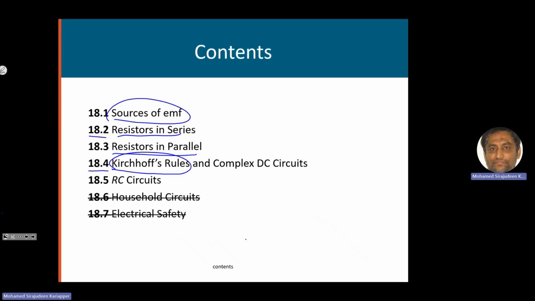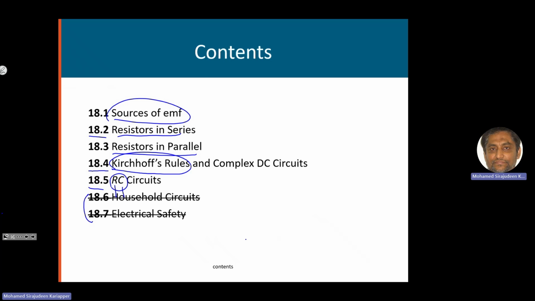analyze complex DC circuits. In number 5, we'll bring those two, resistor and capacitor, into a circuit. So that's why I call it an RC circuit. R stands for resistors and C stands for capacitors, connected to a battery, and see what happens. These two sections are omitted, so we will not work on them.